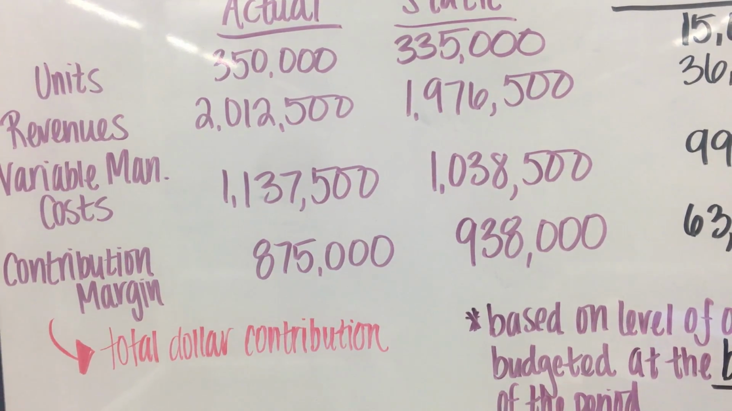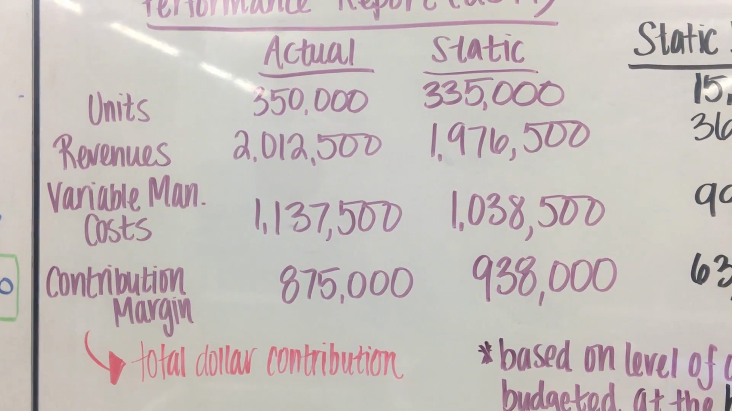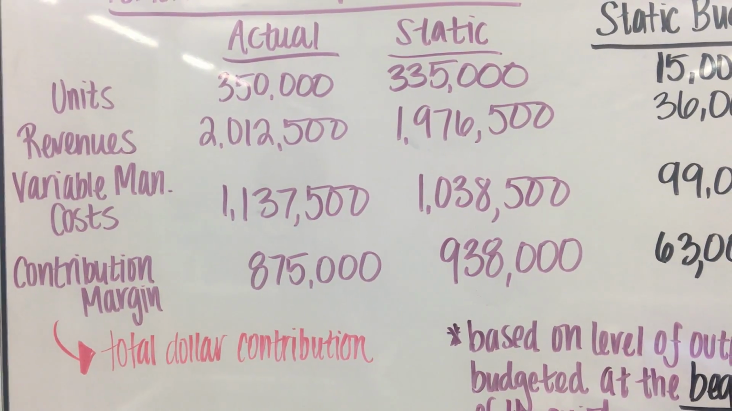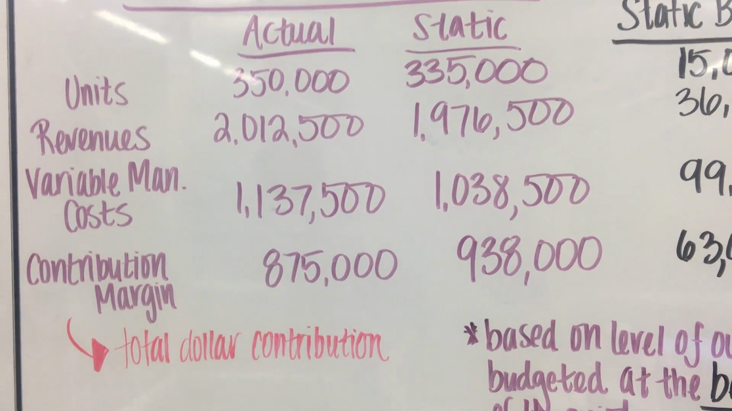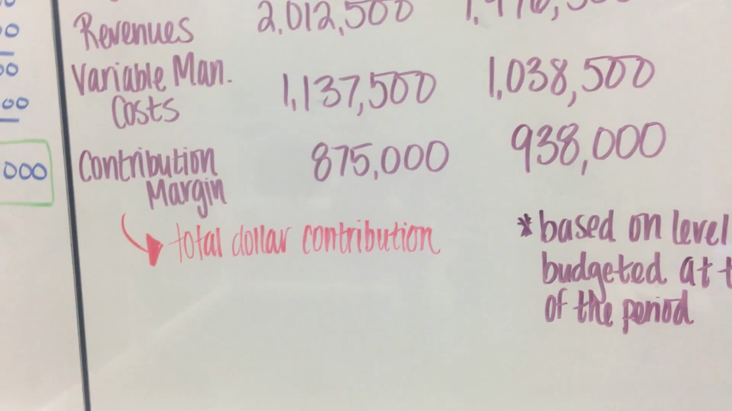Now, for our variable manufacturing costs, these are also our expenses. We had about 1.1 million that we actually incurred, and then we had only budgeted about 1 million of them. So this is going to be an unfavorable because we ended up spending a lot more. As you can see right there.